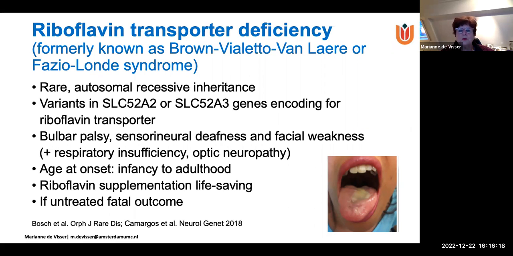Why is it so important to recognize? Because it's a treatable disease. If untreated, there is a fatal outcome, but riboflavin supplementation is life saving, and obviously the sooner the treatment starts, the better.